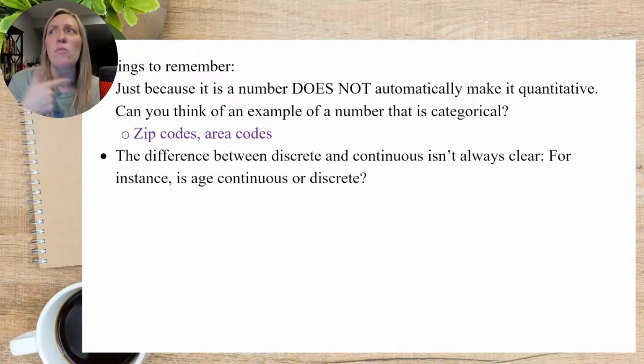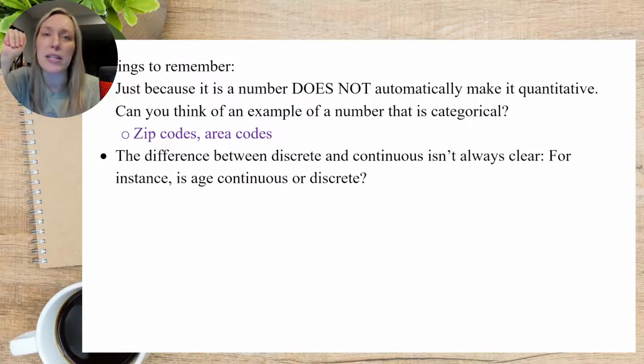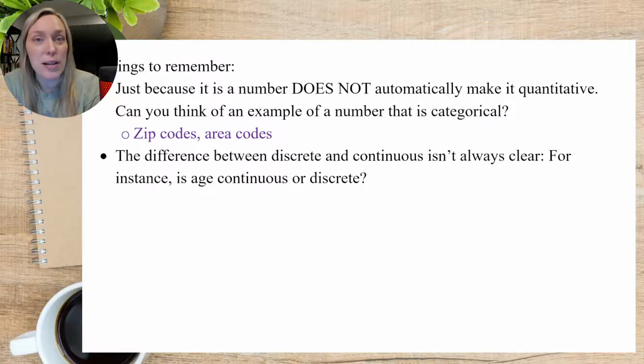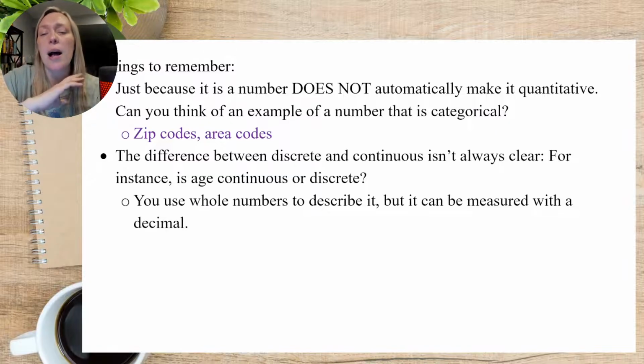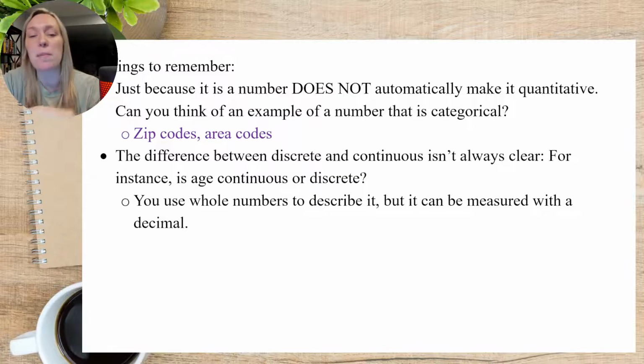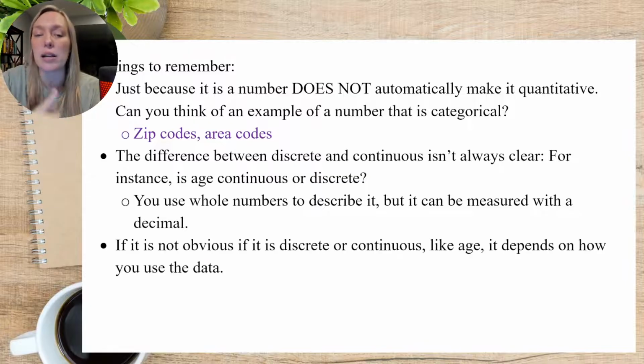Because age, we describe age as like, I am 16 years old, I am 17 years old, but we could also describe age as continuous, right? Like I am 16.34 years old. You could figure out how many decimal years old you are, right? So does that make age continuous or discrete? Because we use whole numbers to describe it, but it can be measured with a decimal, it's a little unclear.